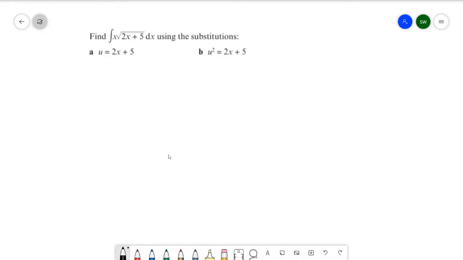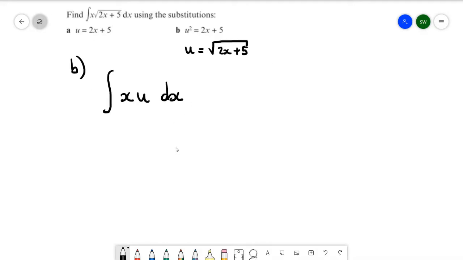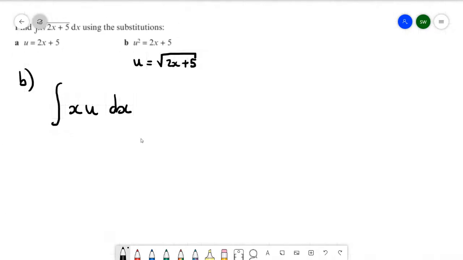In part B, we're asked to do exactly the same integral, but using a different substitution. So this time it's worth noting that u is going to be equal to the square root of 2x plus 5. So this time we're going to do the integral of x, and then the square root of 2x plus 5 is just u. So our first job is to replace dx with something to do with du. So we need to differentiate this.